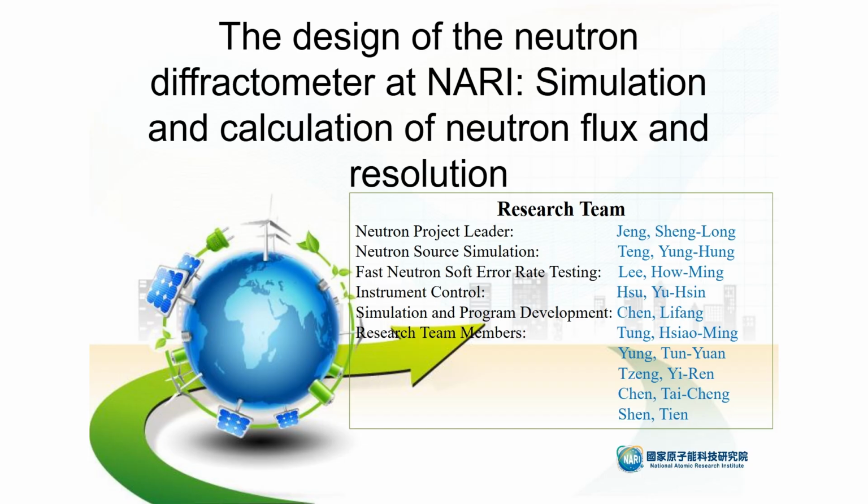Our neutron science team is listed in the presentation and is divided into three parts based on neutron functions: fast neutrons, thermal neutrons, and target station design. Additionally, we have accompanying engineering design and scientific research team members.